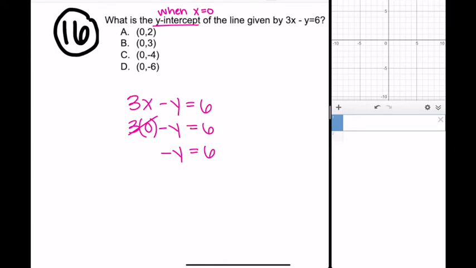Finally, we have to divide by negative 1 on both sides. So we get y equals negative 6. As a point, x, y, when x was 0, y was negative 6.